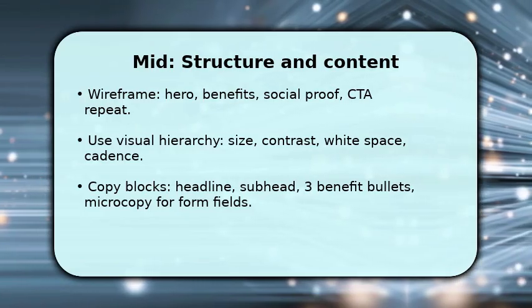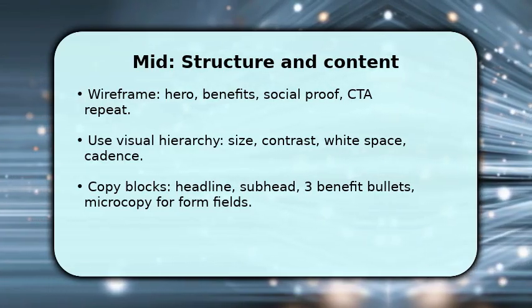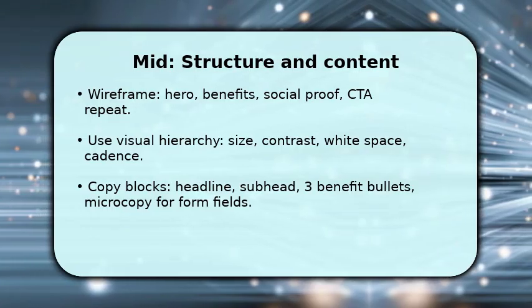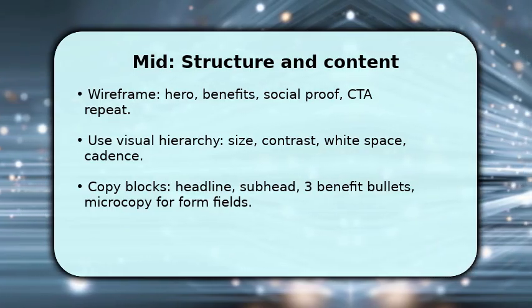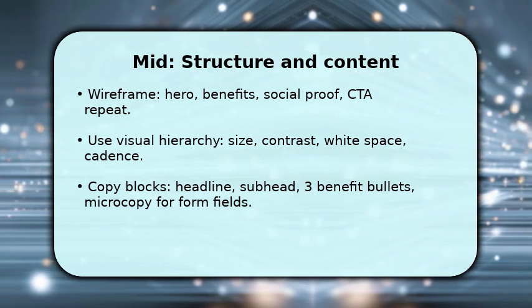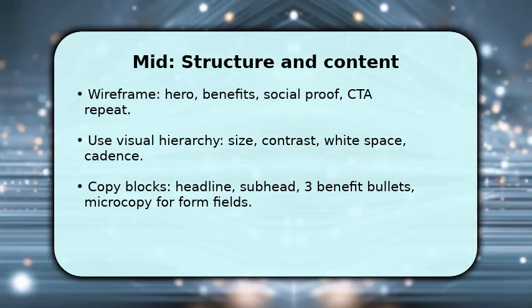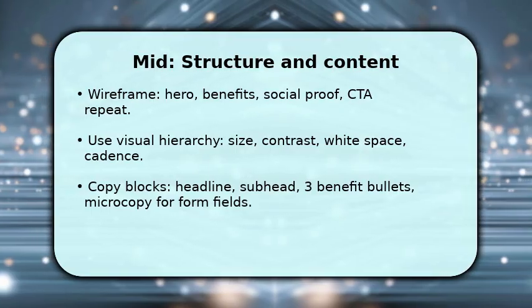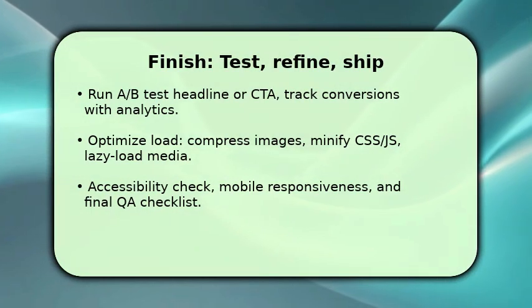A headline, subhead, 3 benefit bullets, and microcopy for forms. Make sure interactive elements have clear affordance and accessible labels. You finish by testing and optimizing. Deploy in an A/B test for headline or CTA and confirm analytics capture conversions.